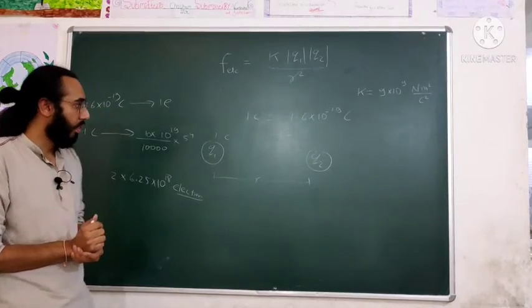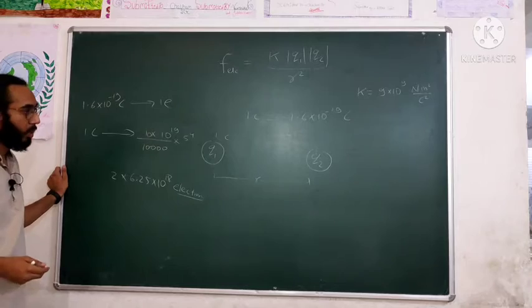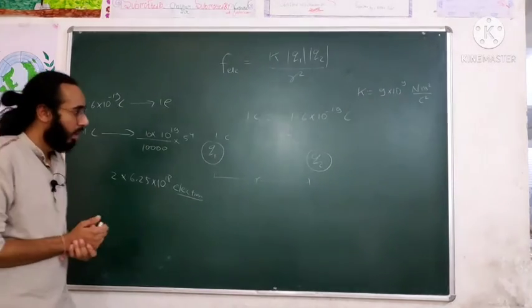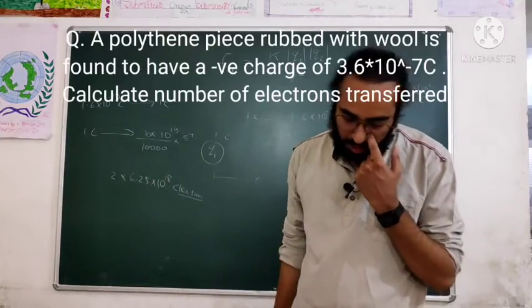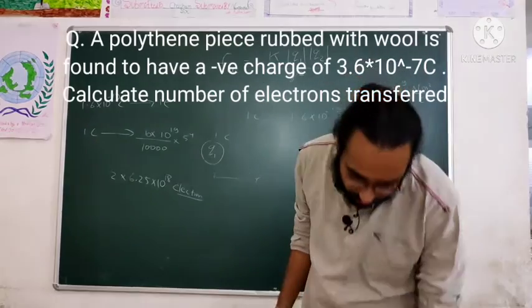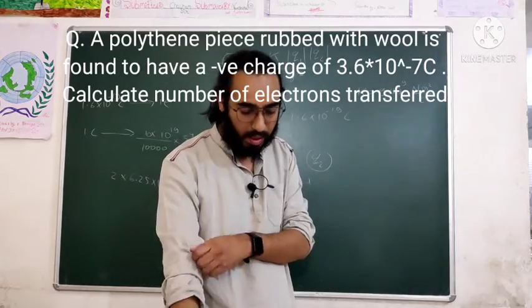Let's understand this further with an example, because examples are the easiest way to understand. There is a question: a polythene piece rubbed with wool is found to have a negative charge of 3.6 into 10 to the power minus 7 Coulomb. Calculate the number of electrons transferred.